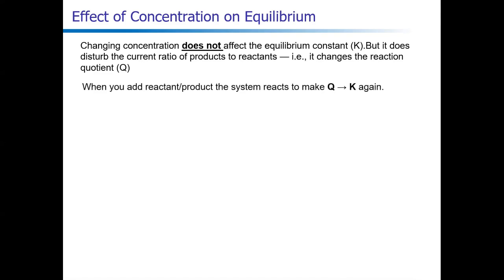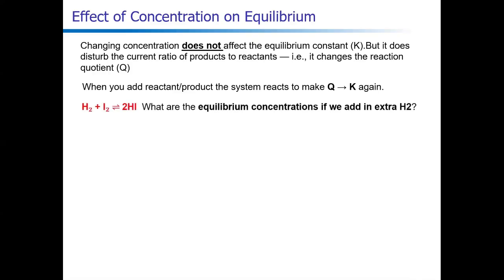When you change the concentration of a reactant or product, you push the system away from equilibrium. This makes Q not equal to K, and the system will shift to bring Q back to K. This is Le Chatelier's principle in action. Let's look at a familiar example from a few slides back of hydrogen reacting with iodine. We're told the system was already at equilibrium, but what happens if we add extra hydrogen? That means we've disturbed the system, and it needs to shift to re-establish a new equilibrium.